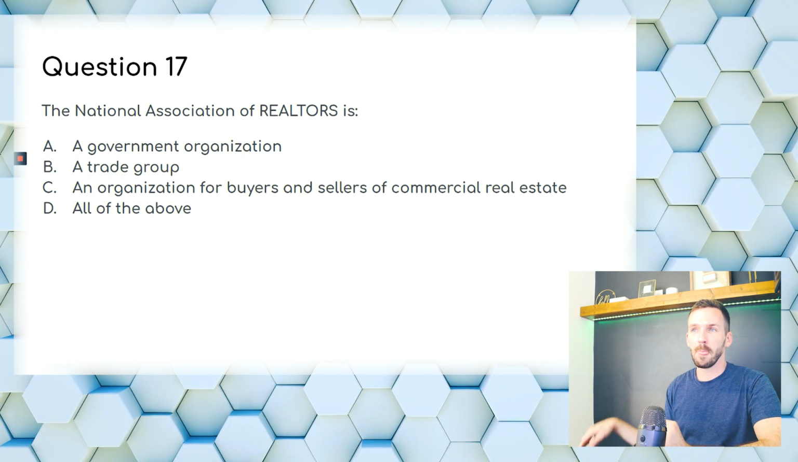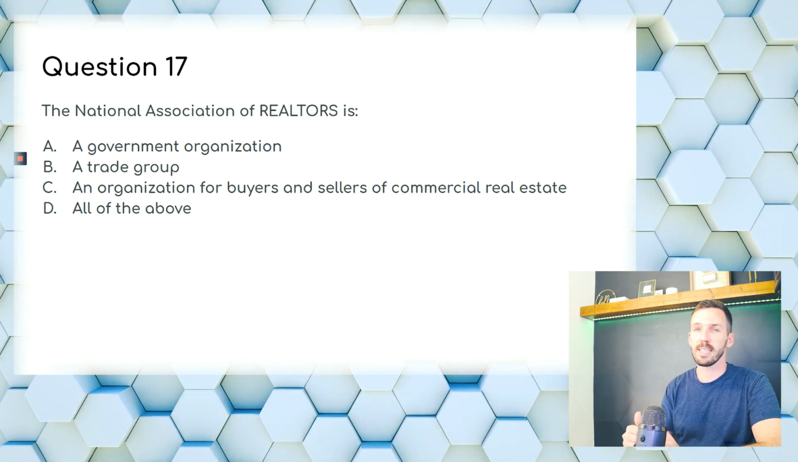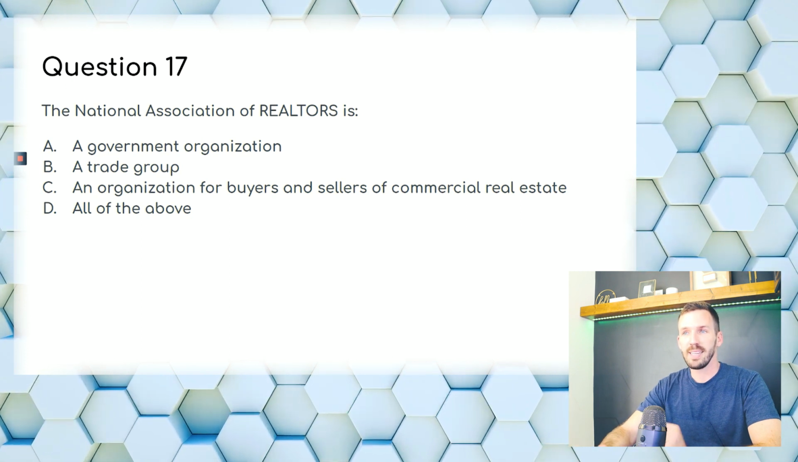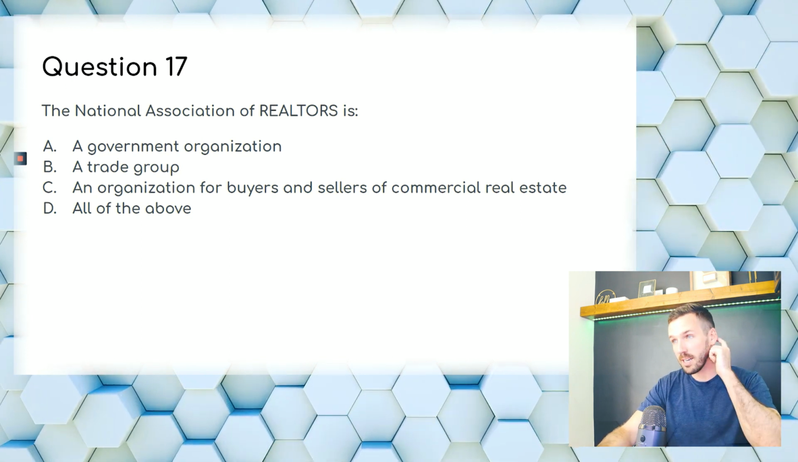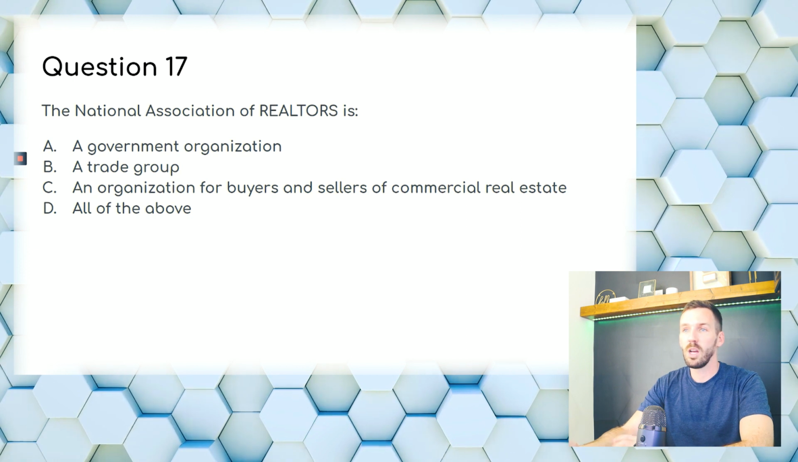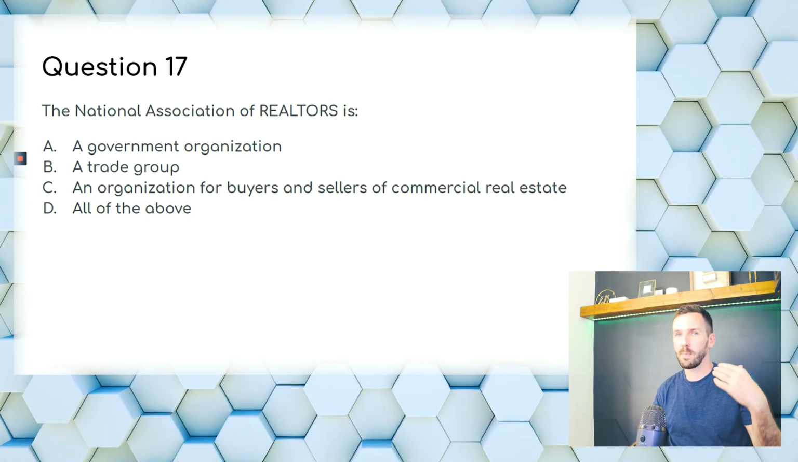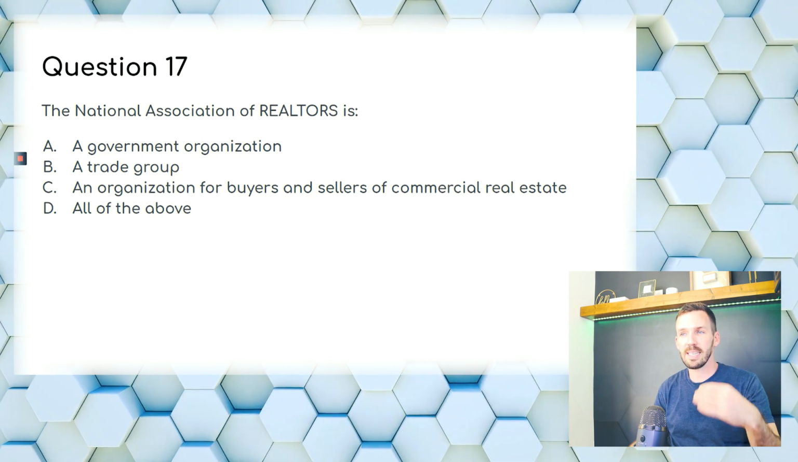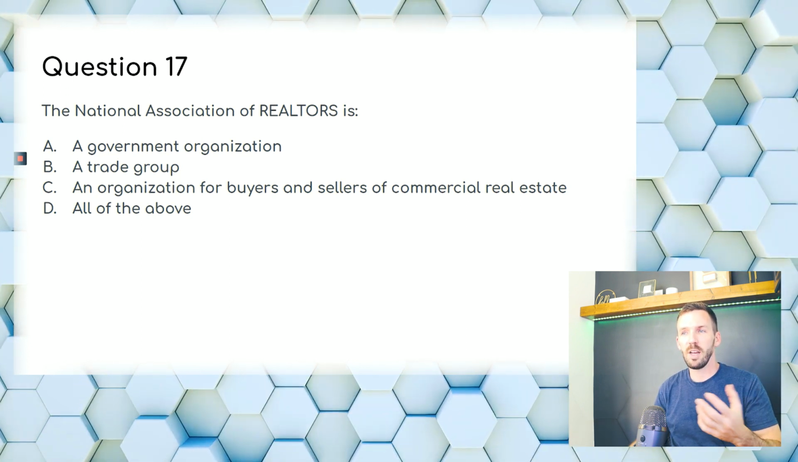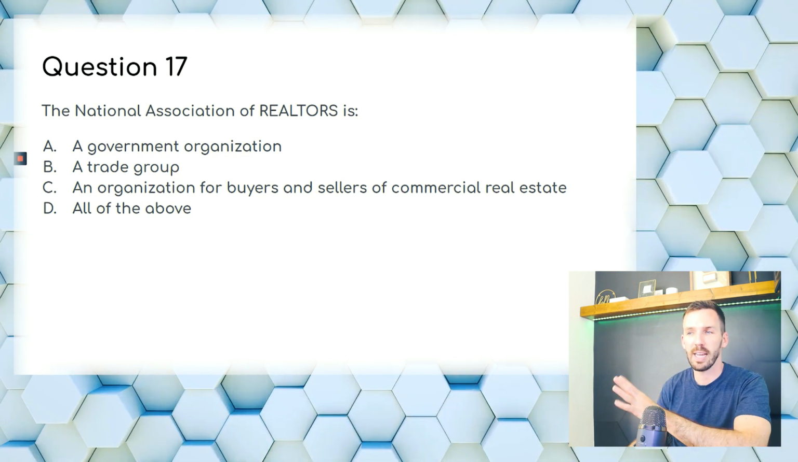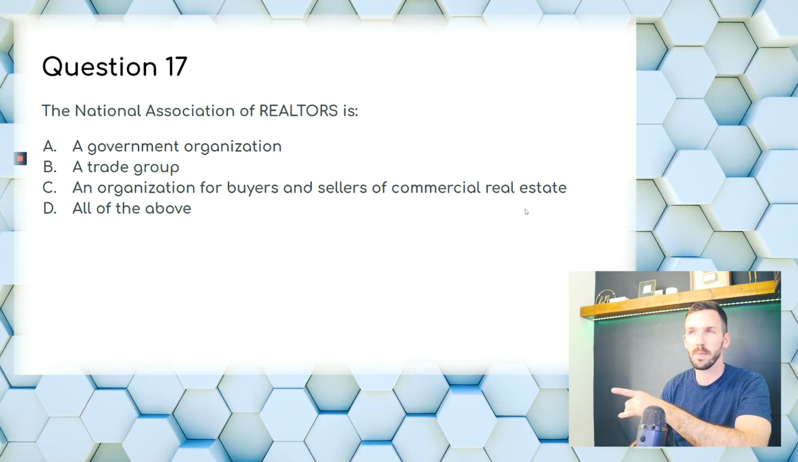Question 17. The National Association of Realtors is A, a government organization, B, a trade group, C, an organization for buyers and sellers of commercial real estate, or D, all of the above. So personally, I have to figure this out by the process of elimination. A and C are pretty far from the answer. Therefore, it's B, trade group. I would probably miss this one or have to guess if I didn't have the answers here.